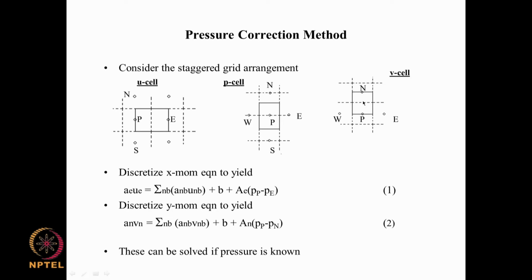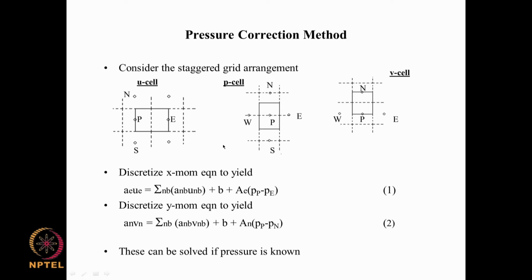This is expressed in terms of the neighboring velocity components, that is V at this point, V at this point, and V at this point, plus the pressure gradient in the y direction at this point, which is given as Pn minus capital P divided by delta y, and divided by delta y is computed in this.